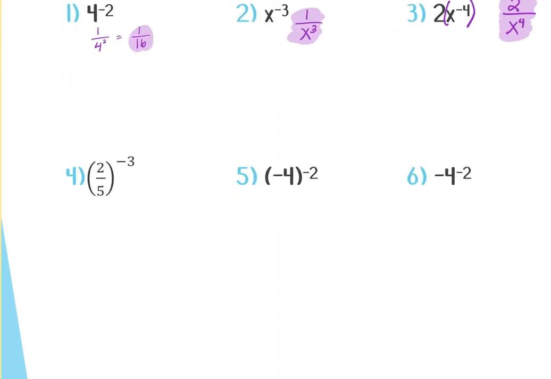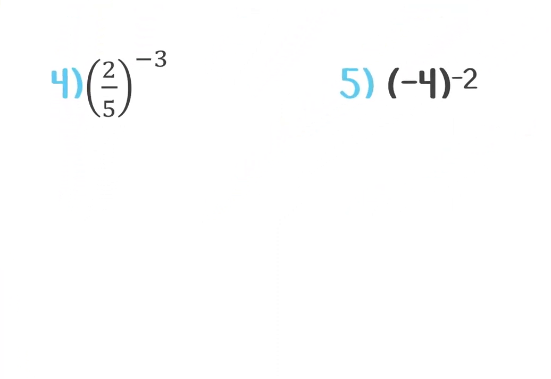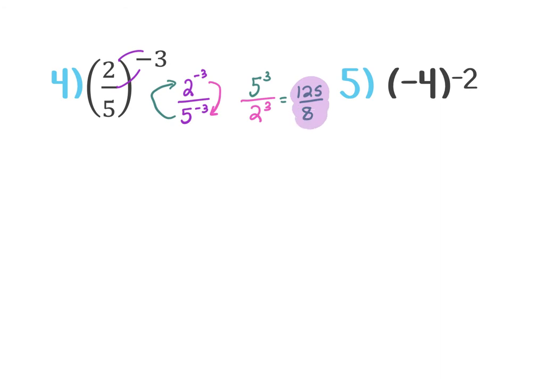Now you have two choices here. I can either distribute the negative to both the top and the bottom, and I'd end up with 2 to the negative 3 over 5 to the negative 3. And then I would move both. So because the 2 has a negative exponent, that would go to the bottom. It would become 2 to the 3rd. And because the 5 has a negative exponent, it would go to the top, and it would become 5 to the 3rd. 5 to the 3rd is 125, and 2 to the 3rd is 8. That's as simple as that one gets.